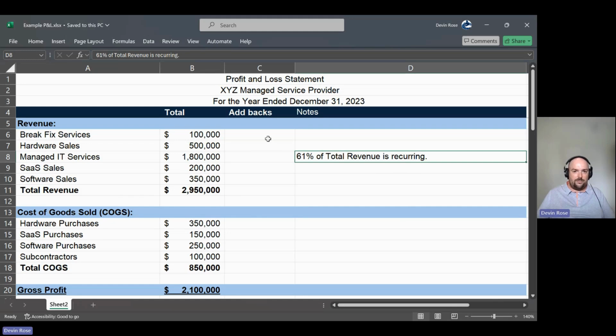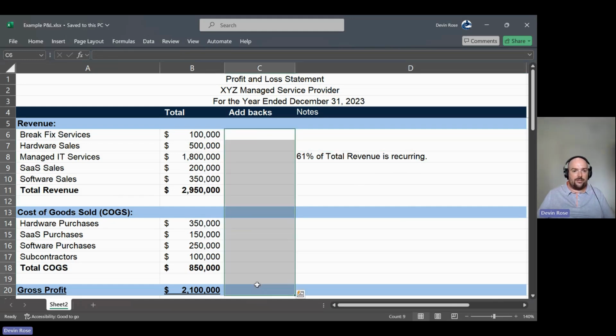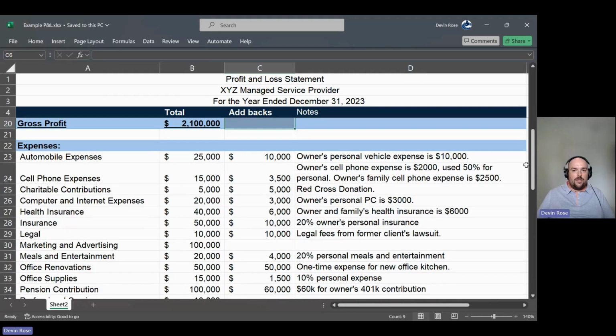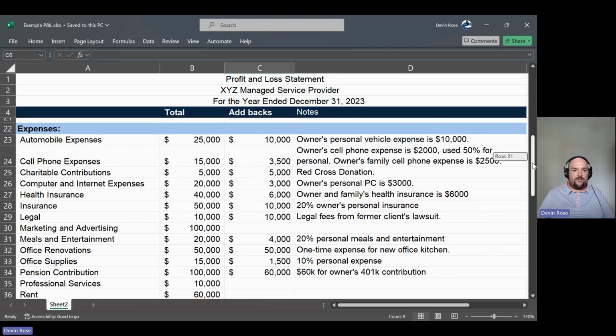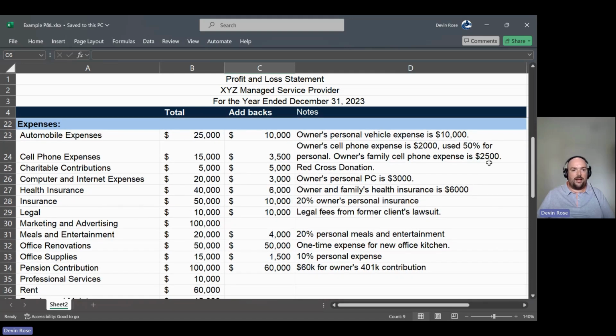But as we can see, there's no actual add backs here. So we have revenue of 2.95 million, COGS of 850,000, which means a gross profit of $2.1 million. And as we go down here, we start getting into some expenses, and this is where we'll see some add backs. So we have an automobile expense of 25K, but the owner's personal vehicle expense is $10,000, so that has been added back.